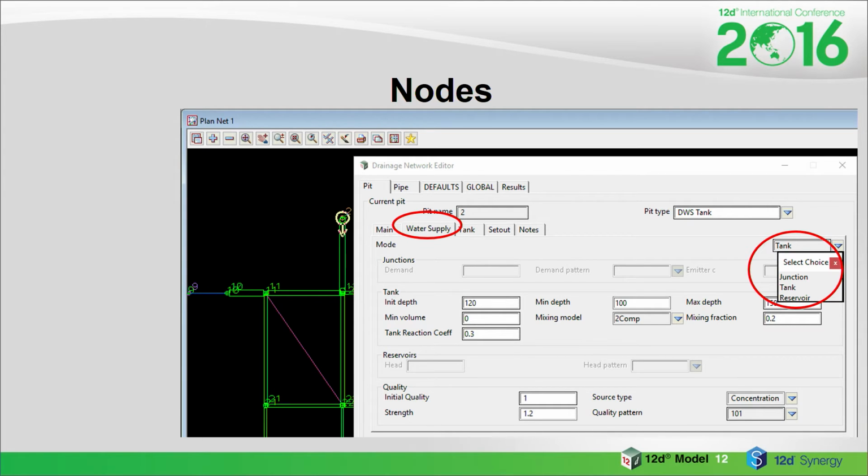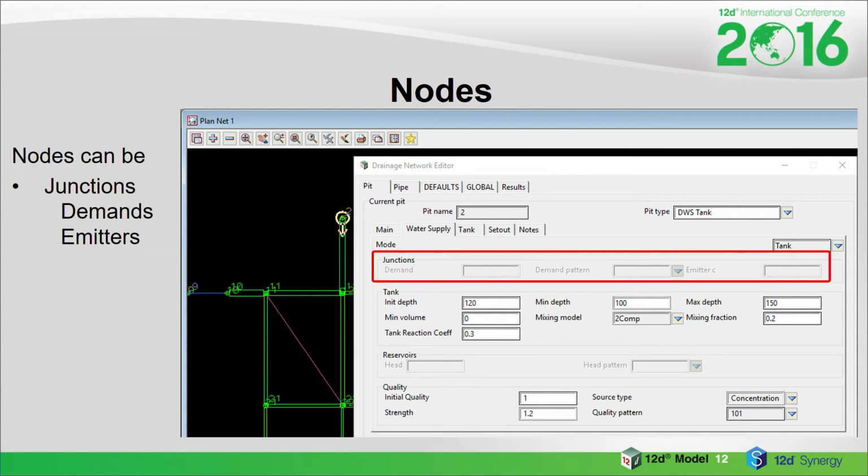It could also have a time pattern associated with that demand, or it can be an emitter, which is like a sprinkler that might be associated with an industrial building or a commercial firefighting facility, or it could be an irrigation system as part of your network.